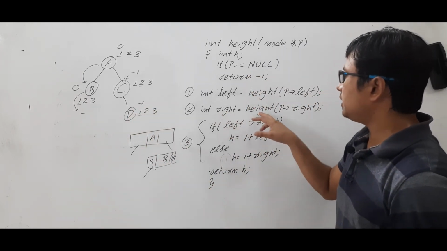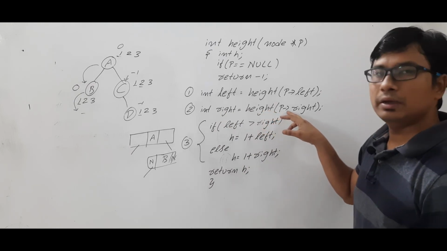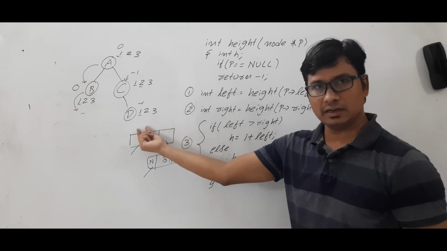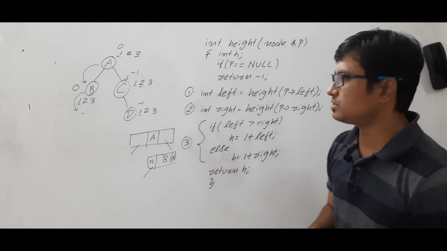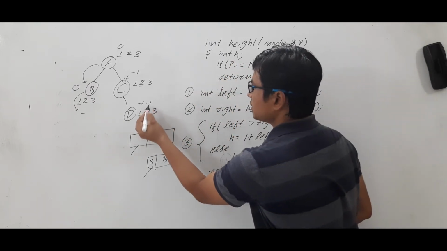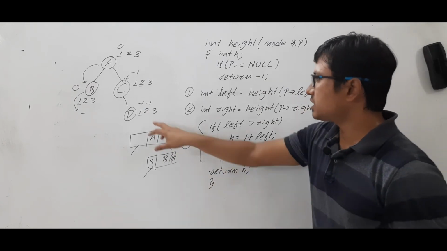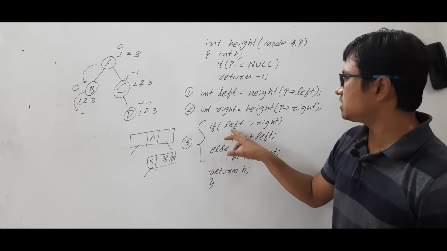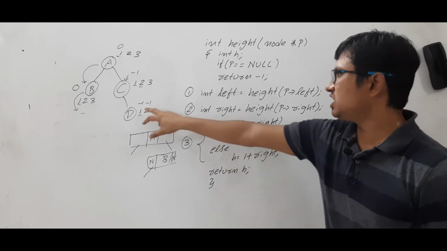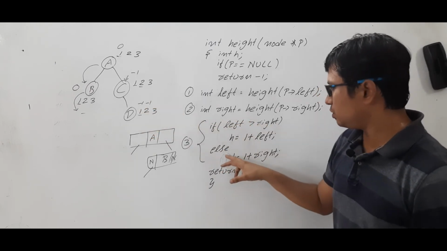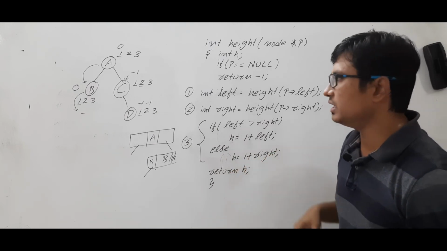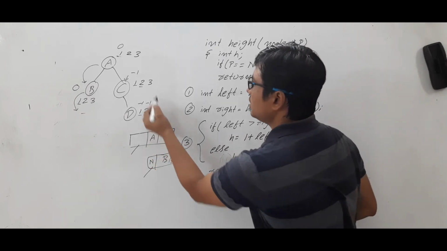And again int right is equal to height of p of right. So height of p of right means which is null. Am I right? So again null is satisfied. Again you will get -1. Now step 3 you need to execute at the D. What is step 3? You need to check if left is equal to right. If it is so, then you need to execute this one. H is equal to 1 plus right. So you will get return 0.